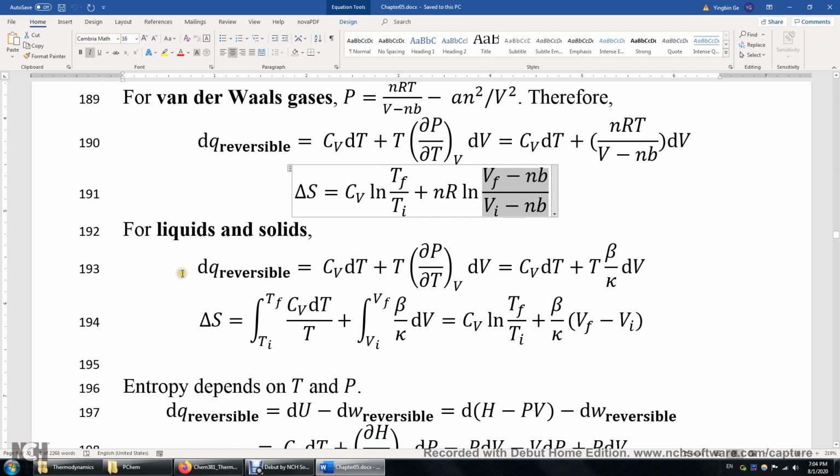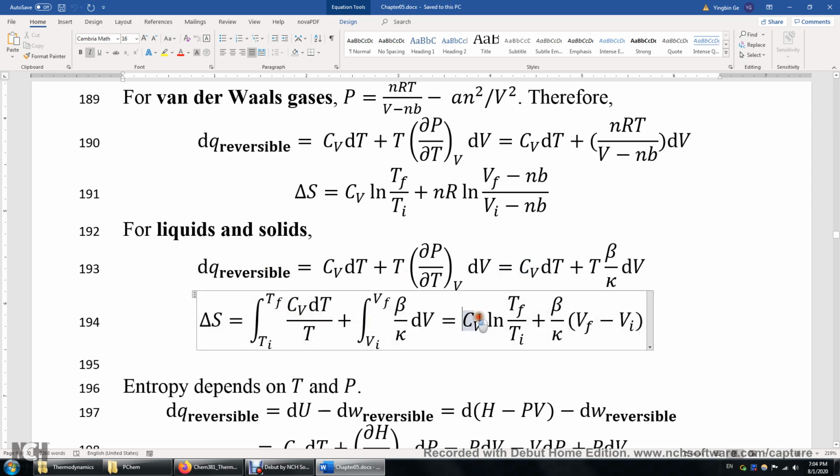we use the same expression for dq reversible. Okay, it's here. But for solids and liquids, we learned that ∂P/∂T is simply beta over kappa. We do this conversion because beta and kappa are roughly constant for solids and liquids. It's just easier to express ∂P/∂T as beta over kappa. And then we integrate this dq reversible over T.